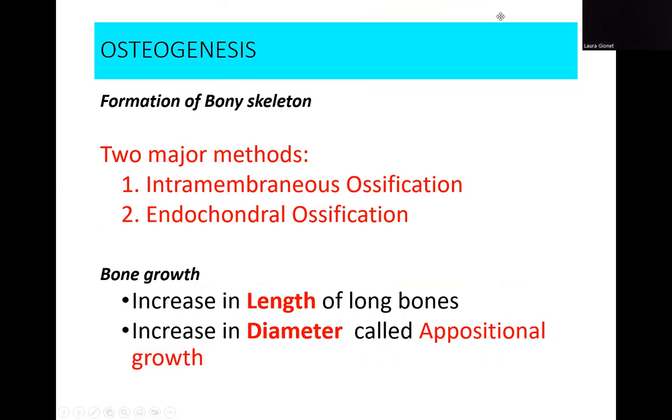Okay, so then we're going to talk about osteogenesis. Right, so this is the formation of the bony skeleton. So you have two major methods, intramembranous ossification and endochondral ossification. And then we have a method of increasing bone length as well as diameter. And when we increase the diameter of long bones, especially, it's called appositional growth. We look at the development more of long bones and flat bones. Okay, intramembranous ossification, endochondral ossification.